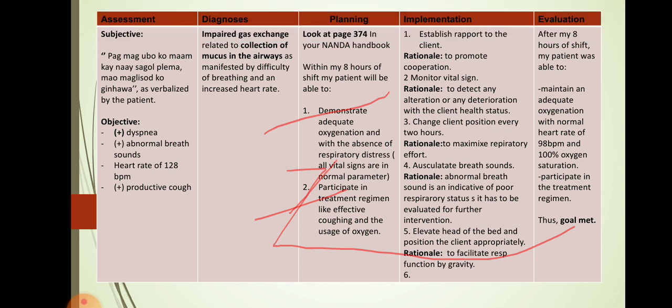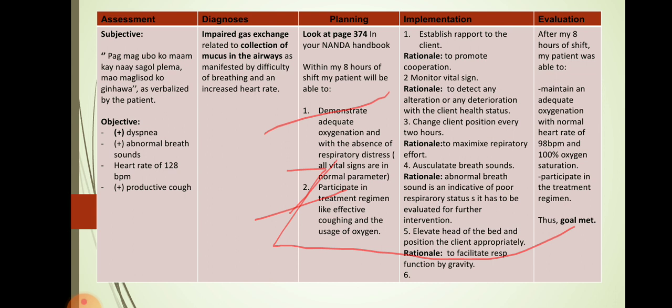So after my 8 hours of shift, my patient was able to maintain an adequate oxygenation with normal heart rate of 98 beats per minute. Since our problem was 128 beats per minute, which is indicative of poor respiratory status. Now, because you are doing something for the patient, you are implementing independent, dependent, and collaborative interventions. Now, you are able to increase the oxygenation of the patient. At the same time, the heart rate of the patient is normal, which fell to 98 beats per minute, which is the normal range of your heart rate.